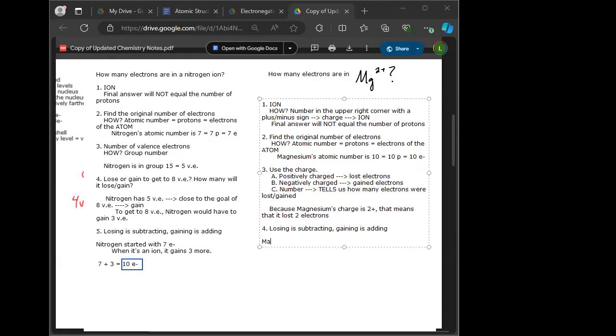So magnesium started with 10. Oh, I'm sorry. Magnesium did not start with 10. Magnesium starts with 12. My bad. Magnesium's atomic number is 12. Magnesium started with 12 electrons. When it's an ion, it loses 2 electrons. So 12 minus 2 is 10.